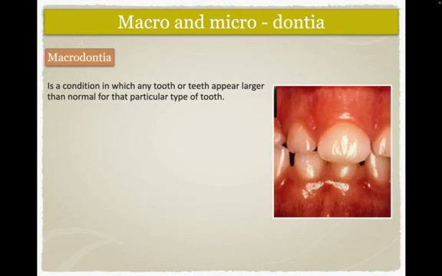So now we managed to finish double teeth. Now we go to macrodontia and microdontia. When we say macrodontia, it's a condition in which any tooth or teeth appear larger than normal for a particular type of tooth. We don't have a groove. We don't have two teeth fused together. That's the difference between macrodontia and double teeth. Double teeth, yes, are a big tooth, but caused by fusion or gemination. You can see a vertical groove. You can see two teeth together, while this one is a big tooth.